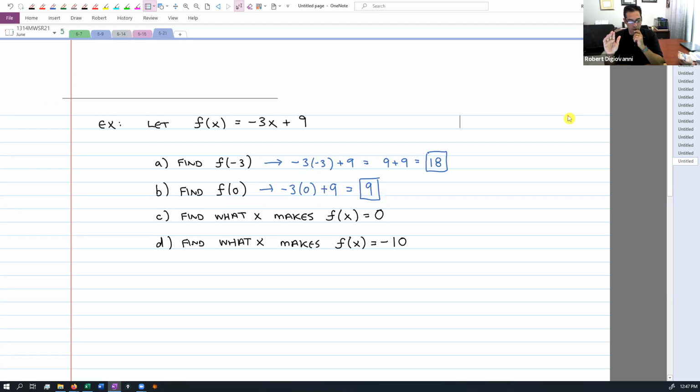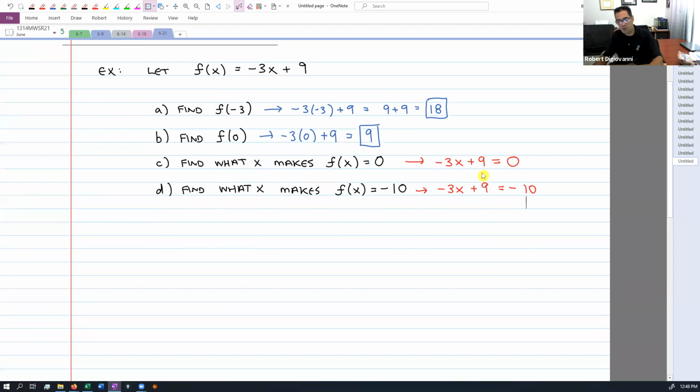Parts C and D are different though. Look at part C. It says, find the x that makes the output be 0. So what we want to know here is when is this equal to 0? When is this function going to spit out 0? And then the last one is saying, when is this function going to spit out negative 10? Both of these are linear equations that you have to solve. So for the first one, for me to do this, I just isolate x. I'm just solving a linear equation. So I subtract 9 on both sides, and then divide both sides by negative 3.